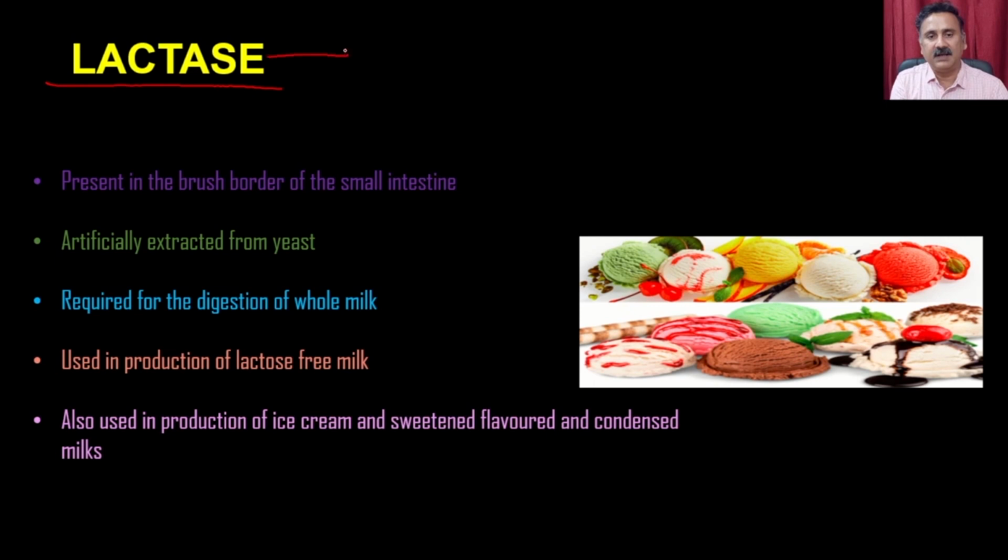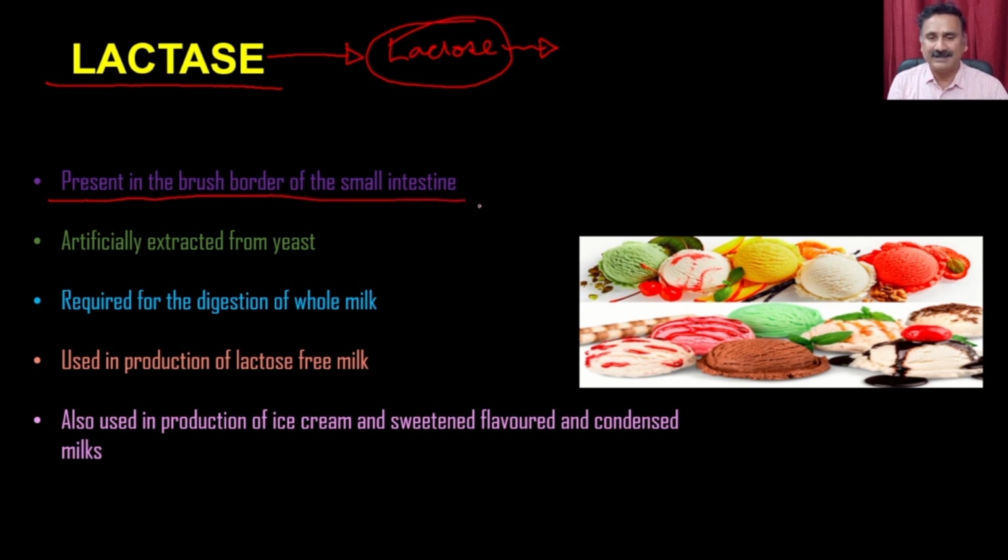As the name suggests, lactase works on the sugar called lactose. Okay, and lactose is a problematic sugar for some people who have lactose intolerance. Lactase is present in the brush border of the small intestine and it can also be artificially extracted from yeast. It is required for the digestion of whole milk. So it reduces the sugar level, right? And it is used for the production of lactose-free milk.